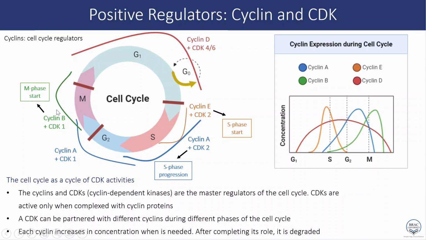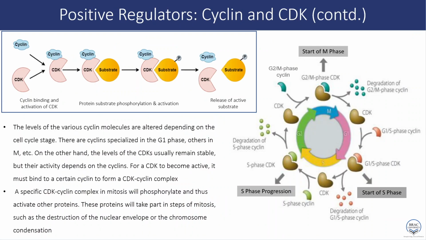You can see this green one in the M phase. The green one is cyclin B. Cyclin B will bind to CDK1. CDK is also divided into CDK1, CDK2, CDK4, 6. Again, the CDK cyclin complex is what is mainly active. Without CDK or without cyclin, the cell cannot go into the next phase. So these are the positive regulators, cyclin and CDK.